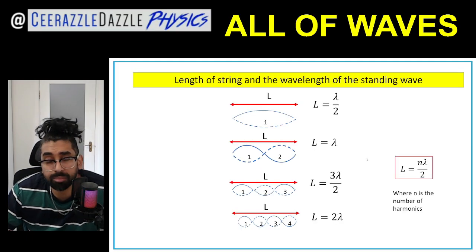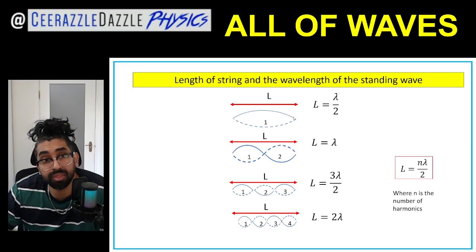Now, what is the link between the length of the string and the wavelength? Loads of kids don't understand this, but all you simply do is this. Just ignore the dashed one underneath. Look at the top one over here. How much of a wavelength is this? Well, it's going up and back down to the equilibrium position, which is half a wavelength, because a full wave goes up and down back to the center. So the length of this is equal to lambda over 2.